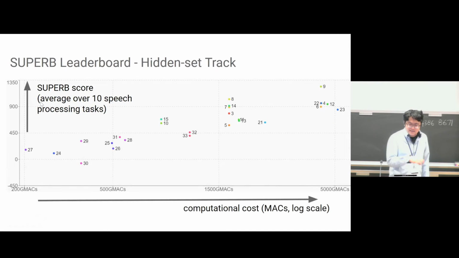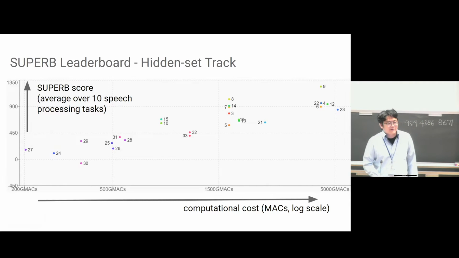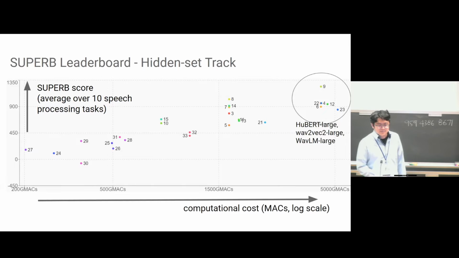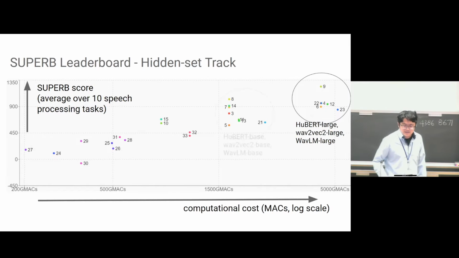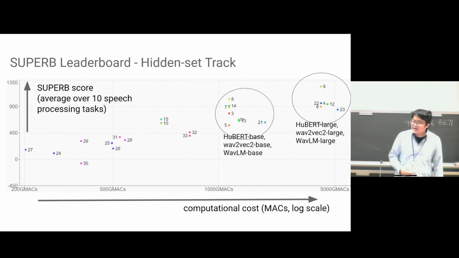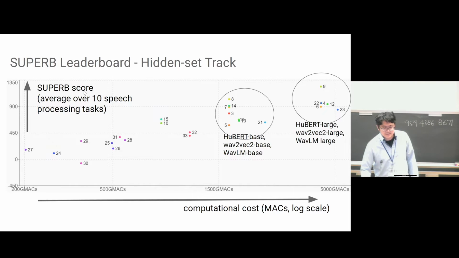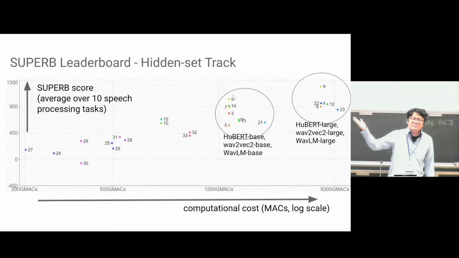And the horizontal axis is computational cost. I show MACs here, and in this leaderboard, the scale is logarithmic. You can find that there are some very large models: HuBERT Large, Wav2Vec Large, WavLM Large, and there are some base models. Actually, they seem to be very large on this leaderboard. If you want to know which model performs the best in these two regions, you can find that WavLM Large and WavLM Base are actually the best models in the large model region.